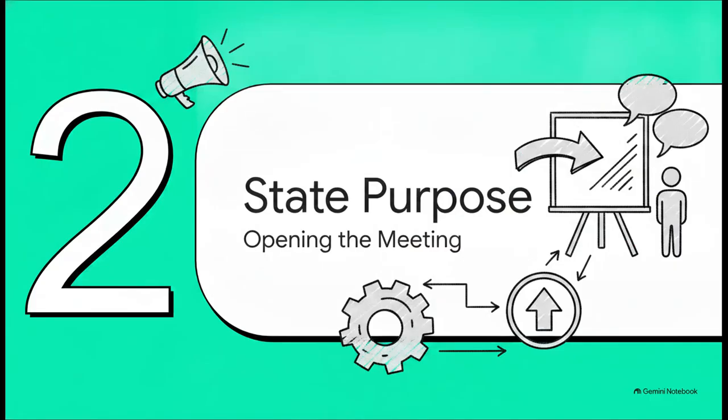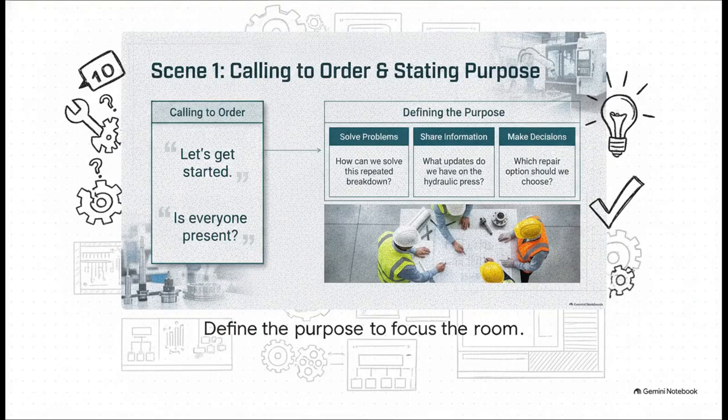Moving right along to Section 2, opening and stating purpose. Okay, so now we transition into the actual meeting room. The chairperson has to call the meeting to order and immediately state the purpose. Why are we here? Are we here to solve problems, like figuring out the root cause of that machine breakdown? Are we here to share information, like maybe giving an update on a new hydraulic press? Or are we here to make decisions, like choosing a specific repair option? Setting this direction right out of the gate completely focuses the room.